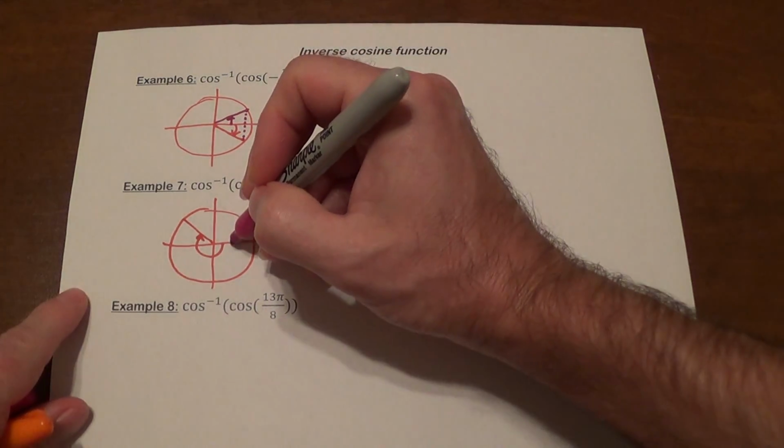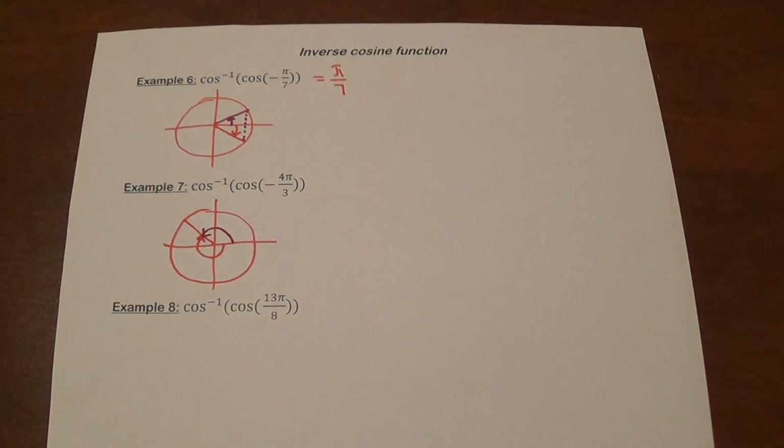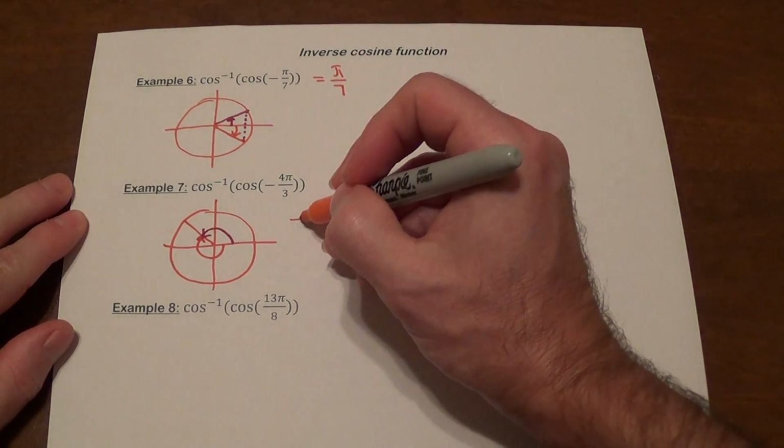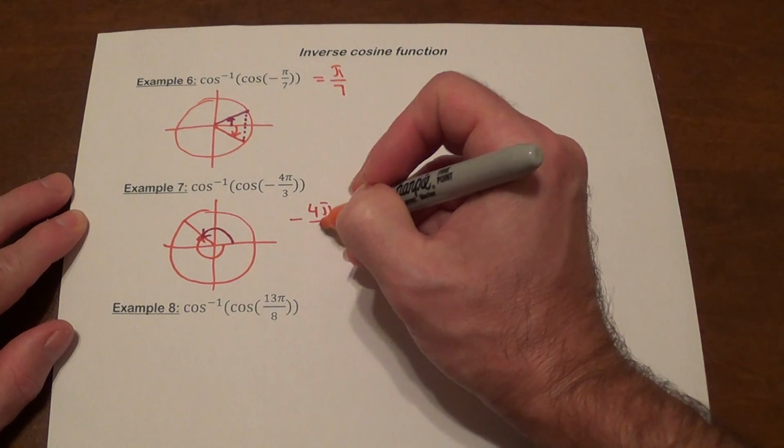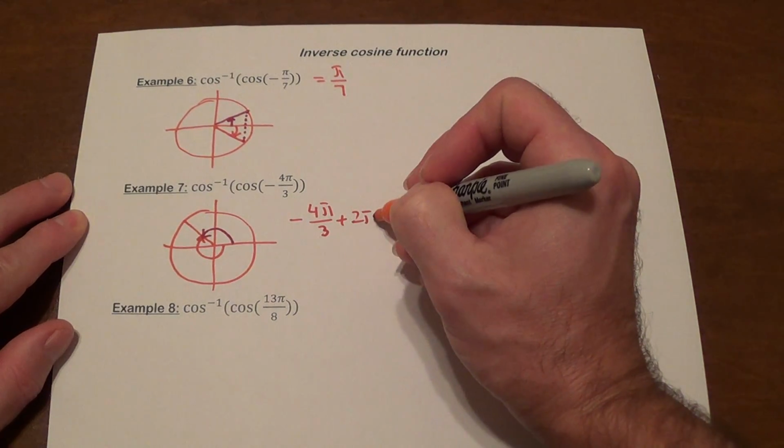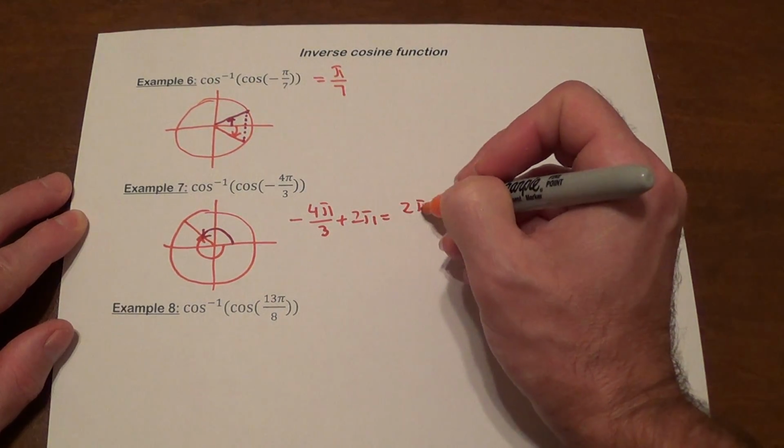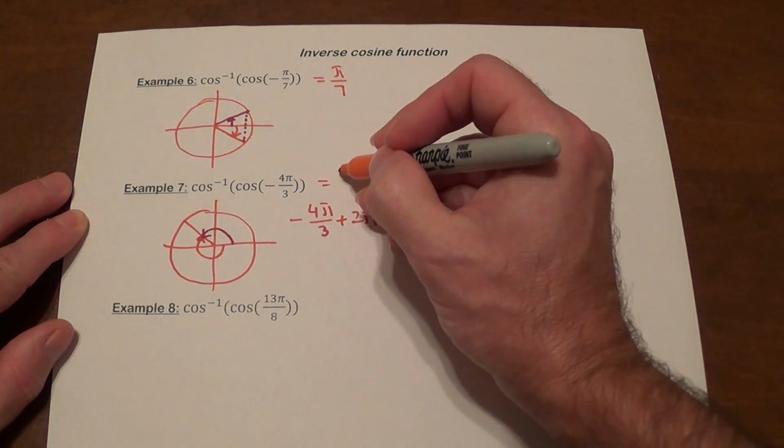which is simply taking that angle and adding 2 pi to it. So negative 4 pi over 3 plus 2 pi is going to be 2 pi over 3. That's our value.